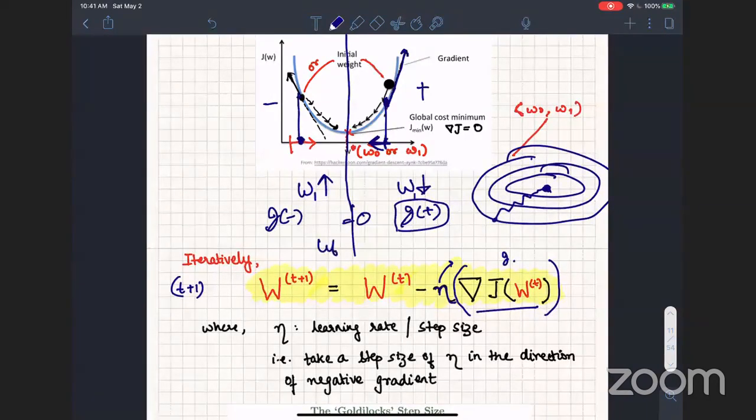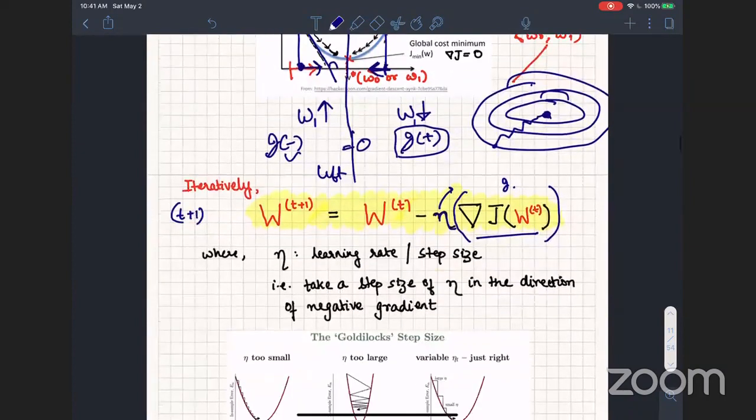If I'm on the left hand side of this plot, then my delta j is negative, because the slope of this line here is negative. So your gradient is negative on this half. If delta j is a negative value, then minus a negative would be positive. So you are going in the right hand side direction, and your w is getting increased from its previous value. That is the whole idea why this formula is there.